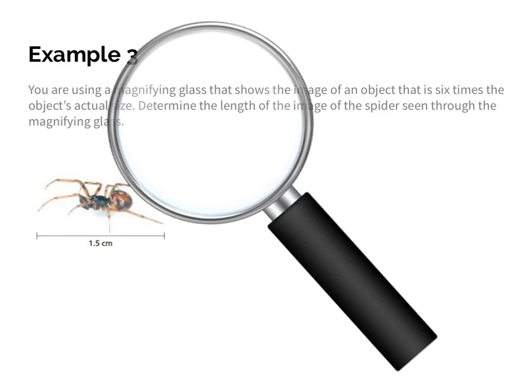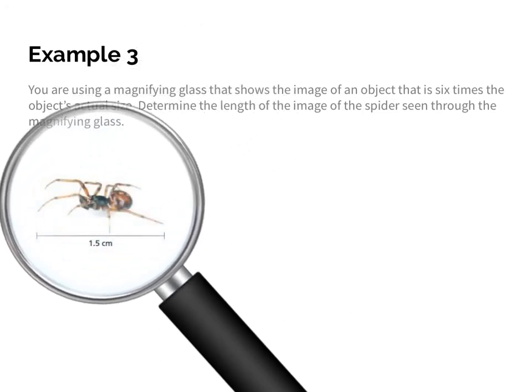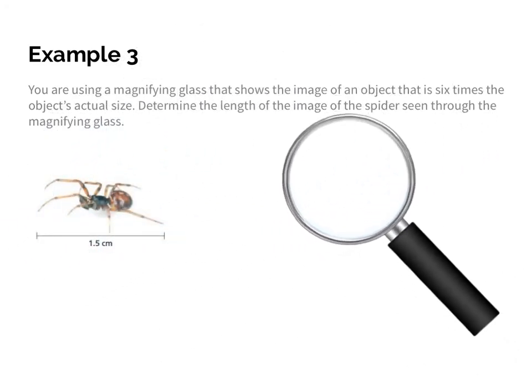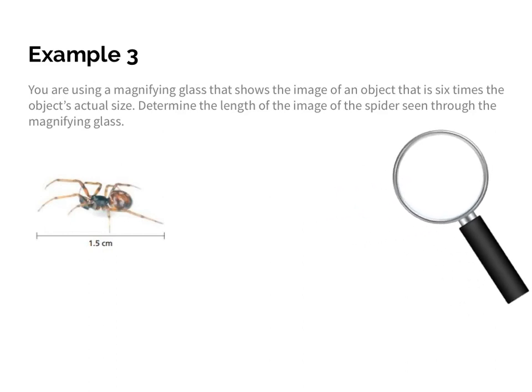So if I were to take, let's say, a magnifying glass and hold it over this spider, now it doesn't really do it here, but normally what a magnifying glass does is it makes an object larger. So this would be an example of an enlargement. So here you are given the original length, I'll call this P, and what I want to know is, given that a magnifying glass is going to enlarge something 6 times the object's actual size, I want to know what would be the new size of that spider.